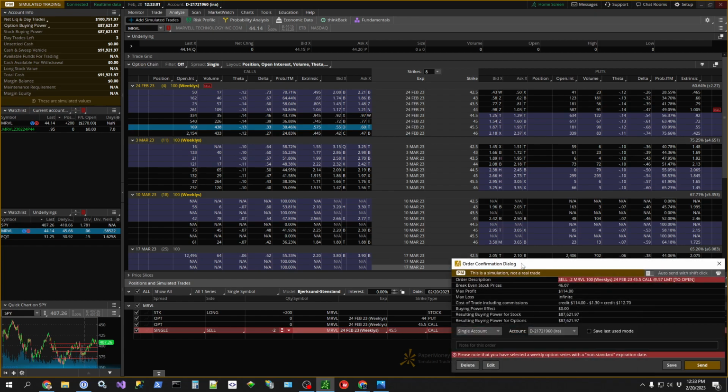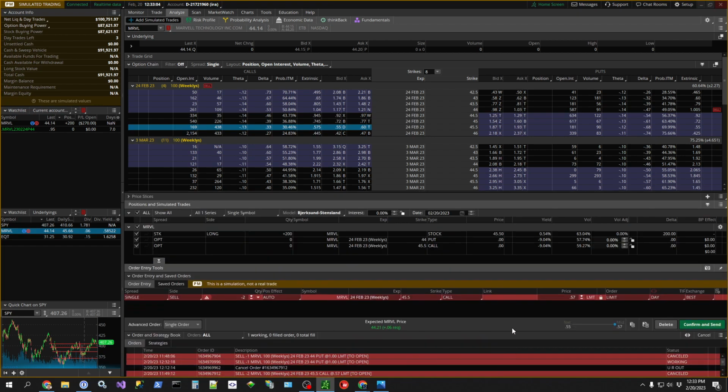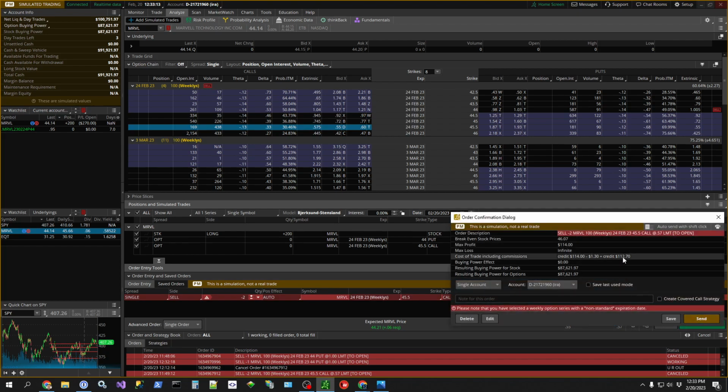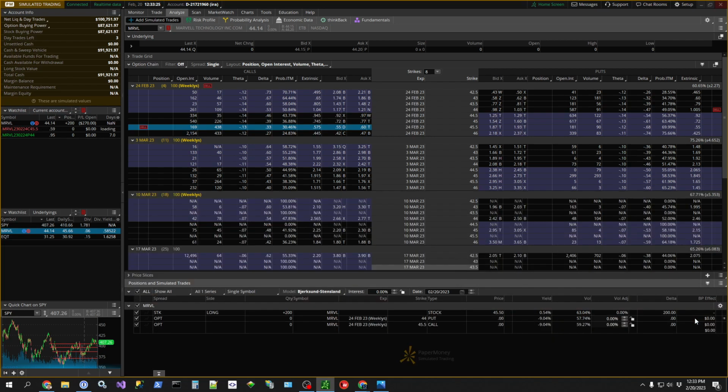That was interesting. I had to click edit. Apparently, I'm not sure what I clicked on, but it just automatically brought it up. So anyway, click on confirm and send, and we can see that it's doing the two contracts, bringing in $114 minus the commission, so we should pull in about 112. So we can go ahead and click send here. Now we have the sell order for the covered calls queued and the cash secured put queued as well.